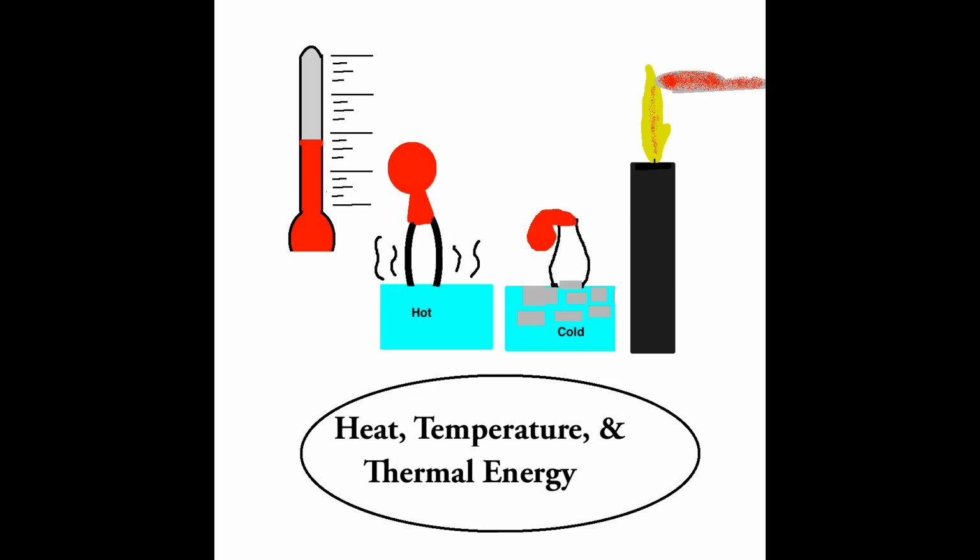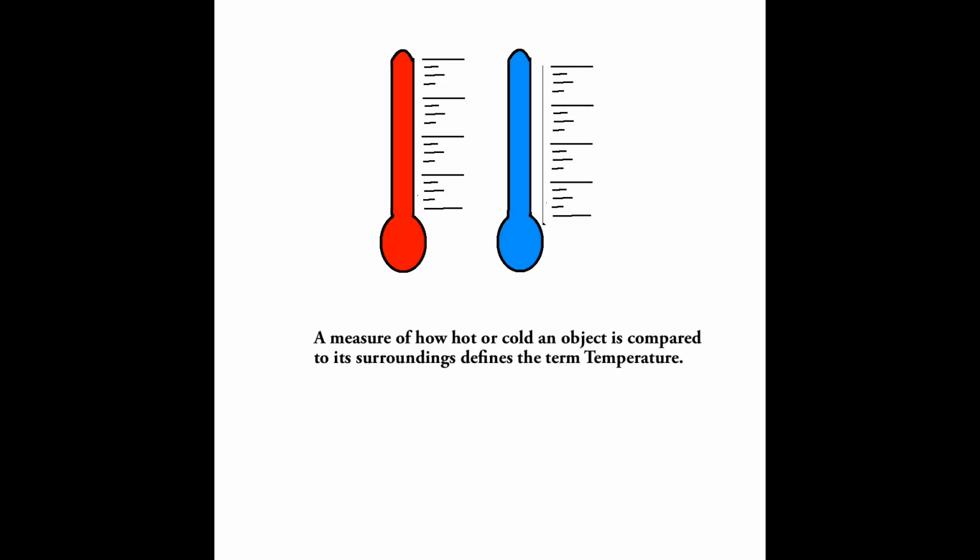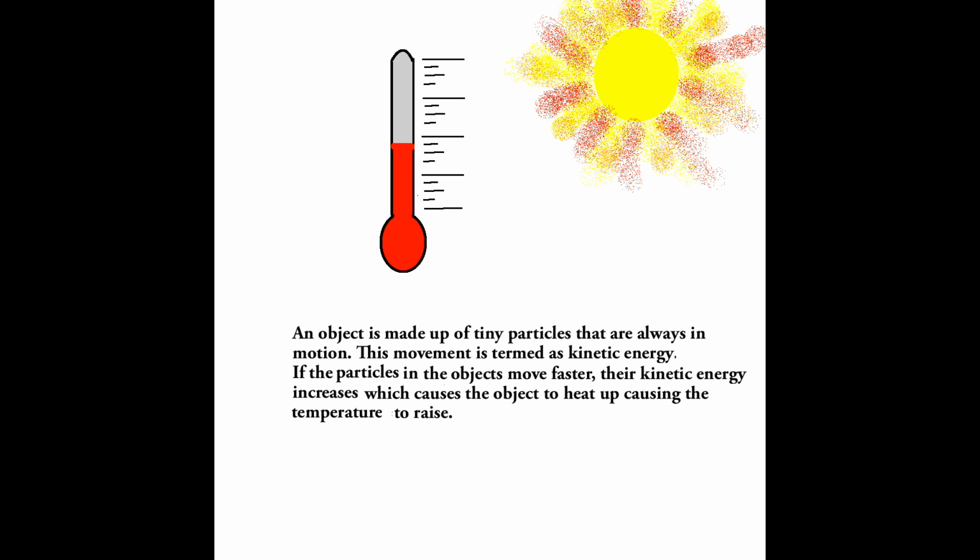Heat, temperature and thermal energy. A measure of how hot or cold an object is compared to its surroundings defines the term temperature. An object is made up of tiny particles that are always in motion. This movement is termed as kinetic energy.